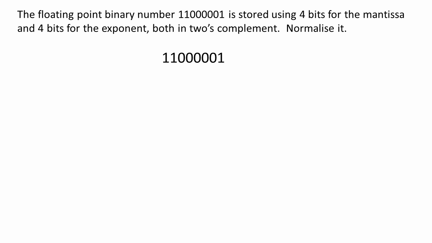This time, let's normalise a negative number. The sign bit is 1, which means it's negative, but you can see it isn't normalised because it starts with 2 1s. At the moment, the binary point is immediately after the sign bit. Notice the current value of the exponent.